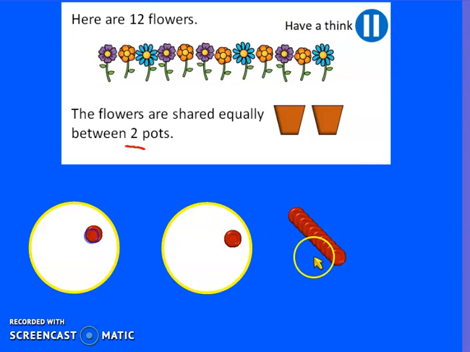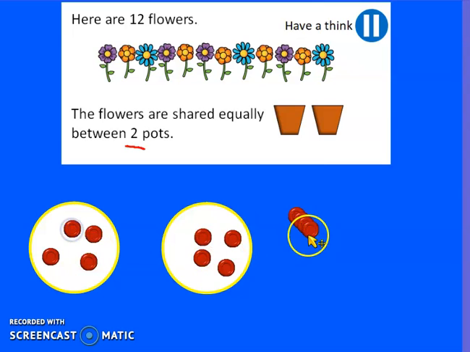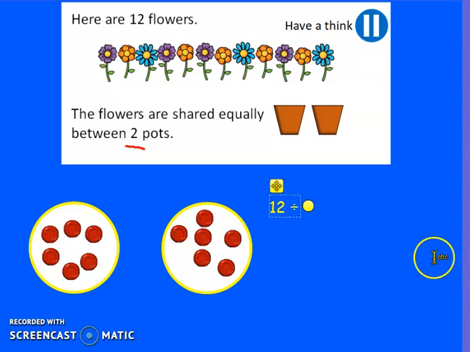1, 2, 3, 4, 5, 6, 7, 8, 9, 10, 11, 12, because there were 12 flowers altogether. So we started with 12 flowers, you can write this down with me, and we've divided the flowers into 2 pots. How many flowers will there be now in one pot? 1, 2, 3, 4, 5, 6. 6 flowers. 12 divided by 2 equals 6. We've worked that out using the sharing method.